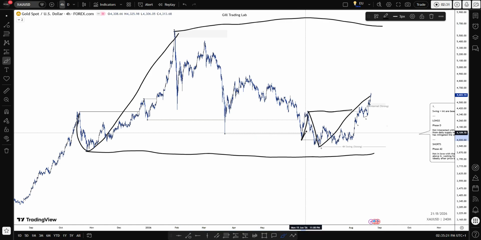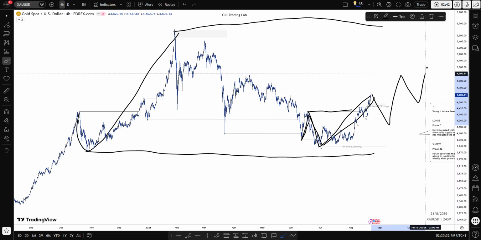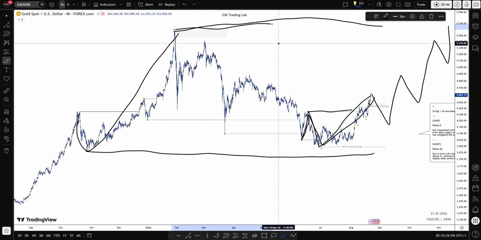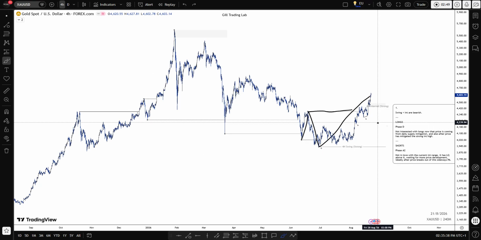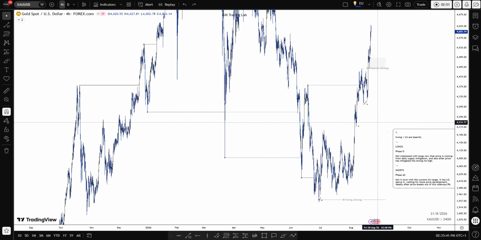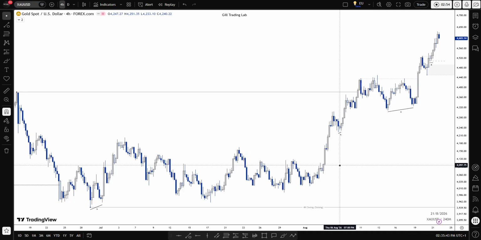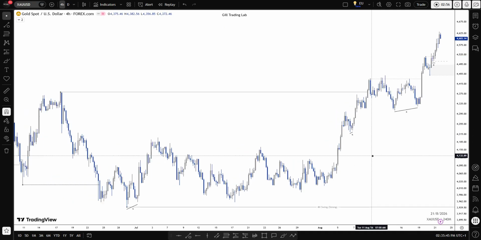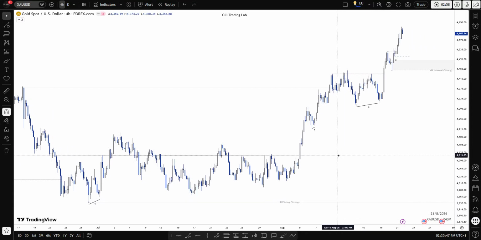Now that the 4-hour has shifted bullish, it's also a good sign that this 4-hour swing range will probably remain bullish until price takes out the daily weak swing high. If you don't know how to do multi-time frame analysis, that's how you do it. So now within the 4-hour swing range, this is my swing range.